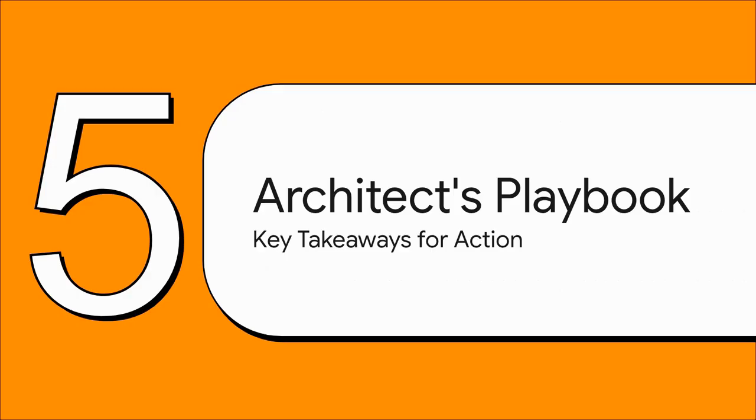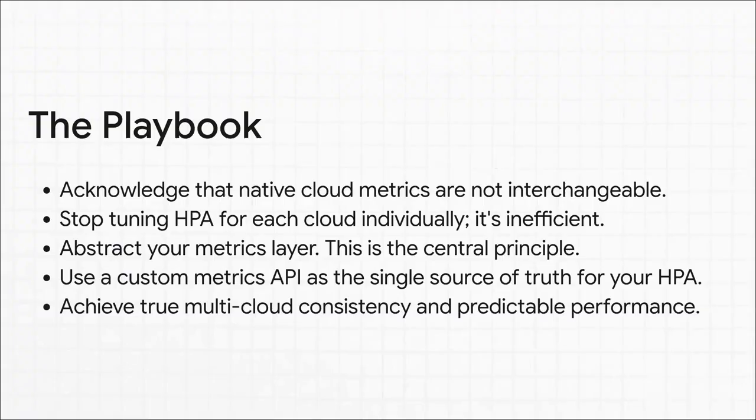Okay, let's wrap all this up into an actionable playbook. These are the things you should be thinking about, like right now. First, just accept it. Native cloud metrics are not the same. Just acknowledge that. Second, stop fighting that losing battle of tuning the HPA for each cloud. It's just not going to scale. Instead, and this is the most important part, abstract your metrics layer. Make a custom metrics API your one and only source of truth for the HPA. That right there, that is the path to predictable multi-cloud performance.